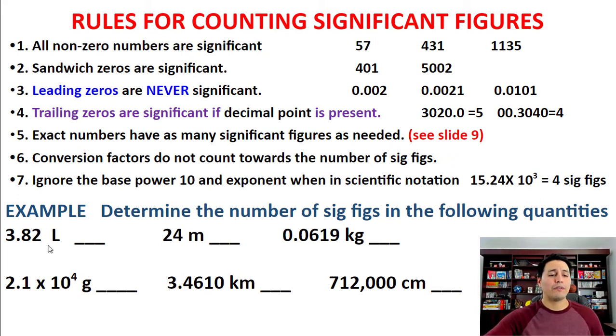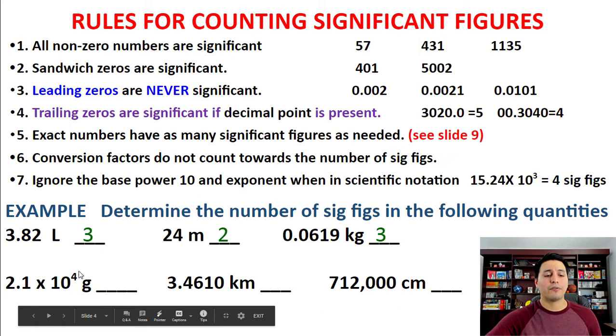3.82, well, this has a total of 3 significant figures. Over here, 24 has a total of 2 significant figures. This next one is 0.0619. These are leading zeros, so they do not count, so we got a total of 3. Now over here, we got times 10 to the 4th. Well, we don't look at this, so we got a total of 2 significant figures.